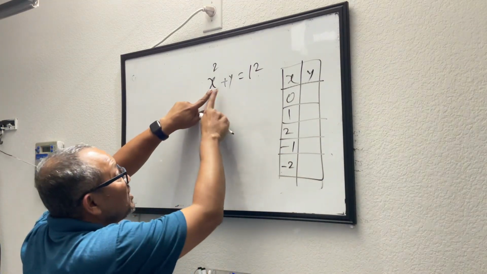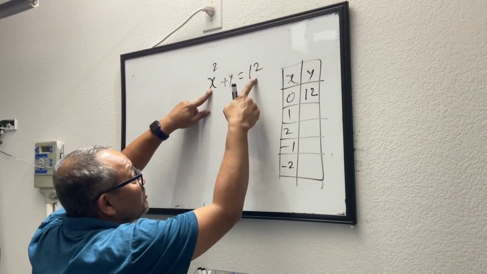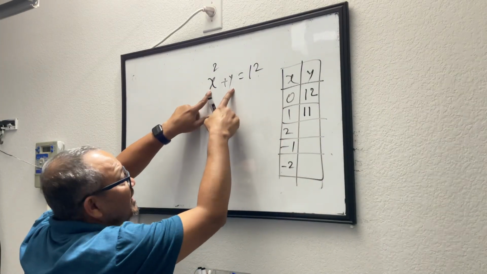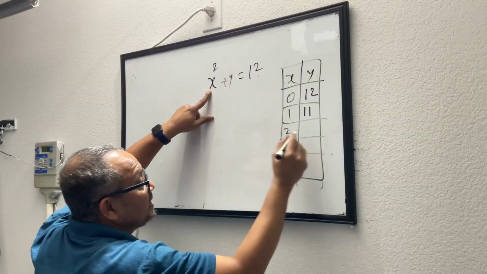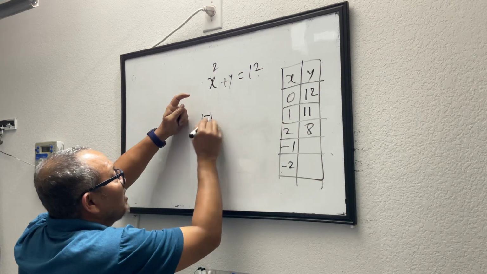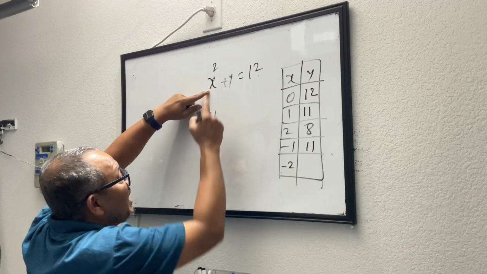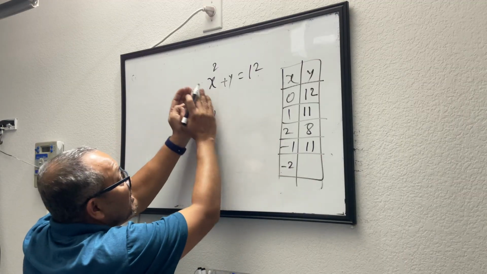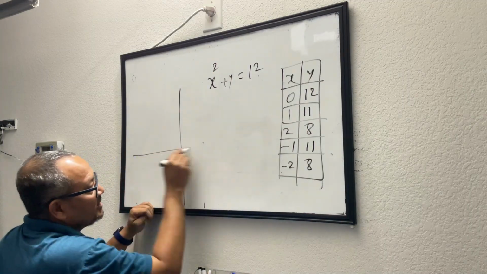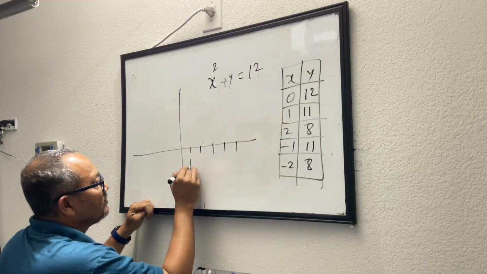When x is 0, y is 12. When x is 1, 1 plus y equals 12, so y is 11, right? When x is 2, x squared becomes 4, 12 minus 4, y is 8. When x is minus 1, the square is nothing but 1, so it goes to the other side and y becomes 11. When x is minus 2, the square is again 4, 4 goes to the other side, y is 8 again. Now, when you plot it here, 1, 2, 3, 4, 5.